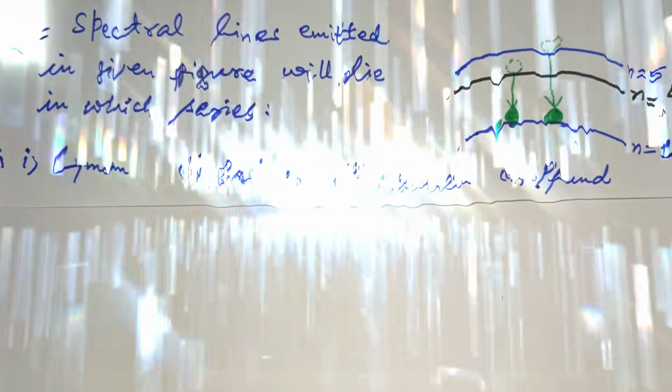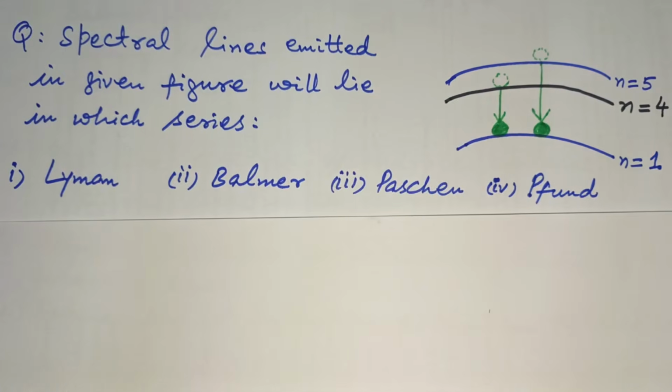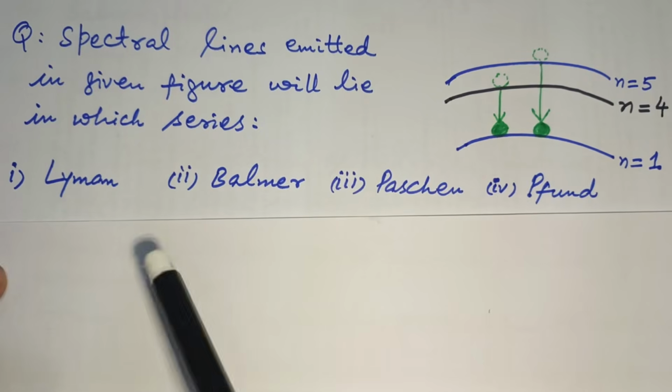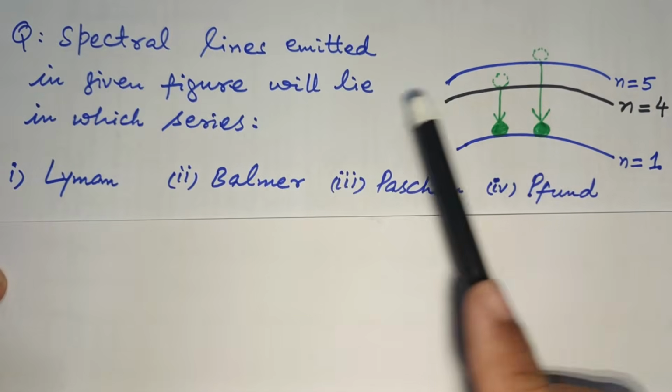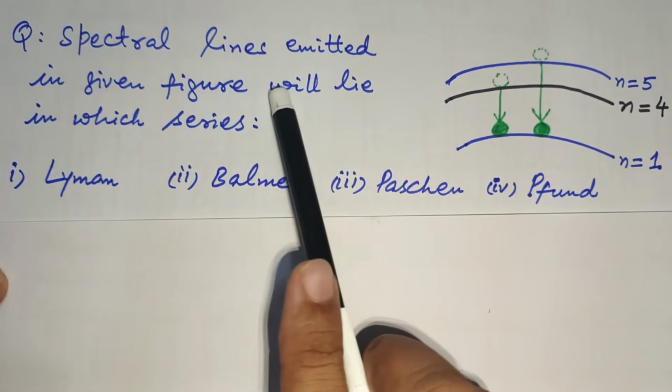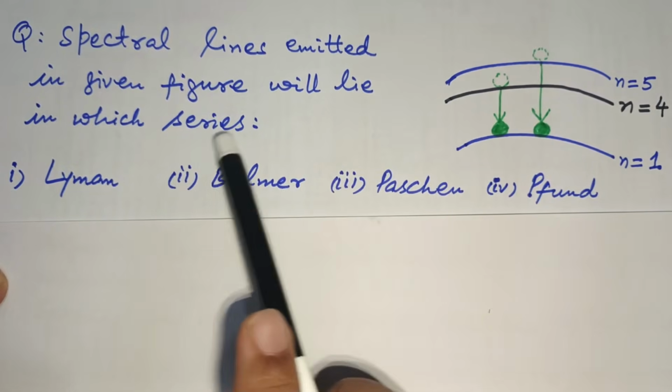Today we are here with a new test. Spectral lines emitted in given figure will lie. Now look at the figure. This is the figure. The spectral lines emitted in given figure will lie in which series?